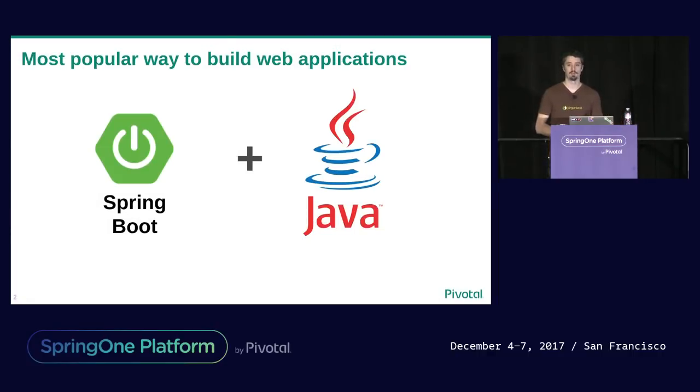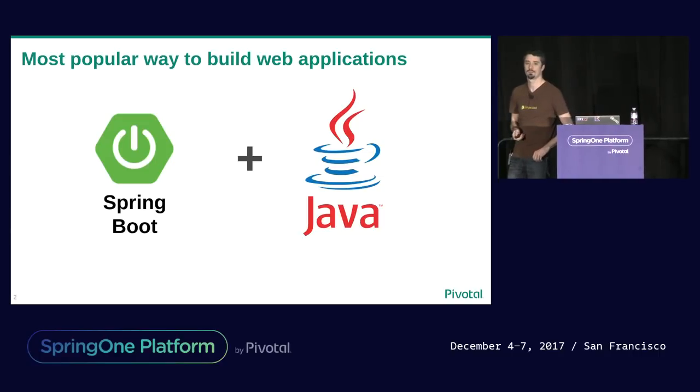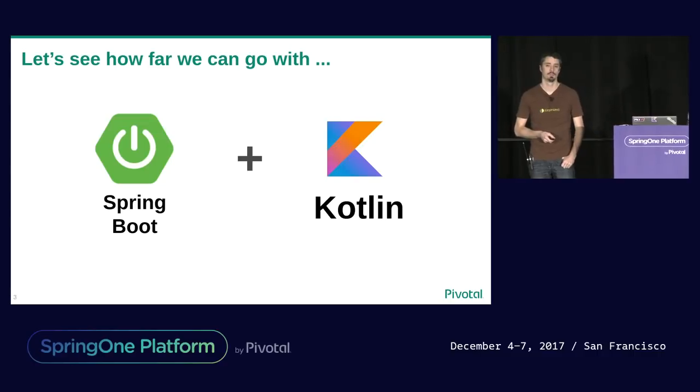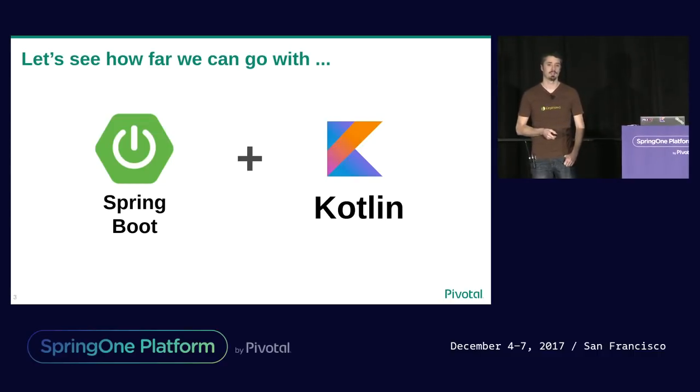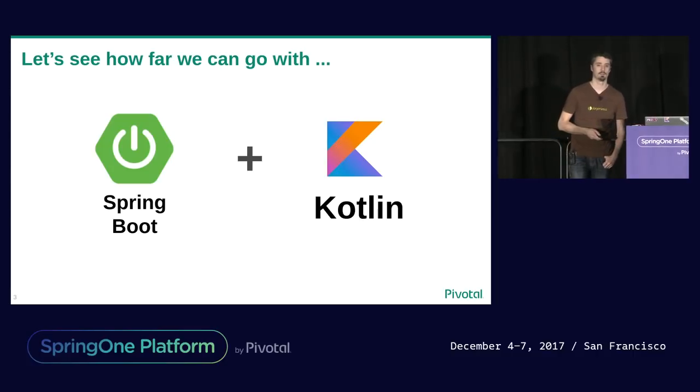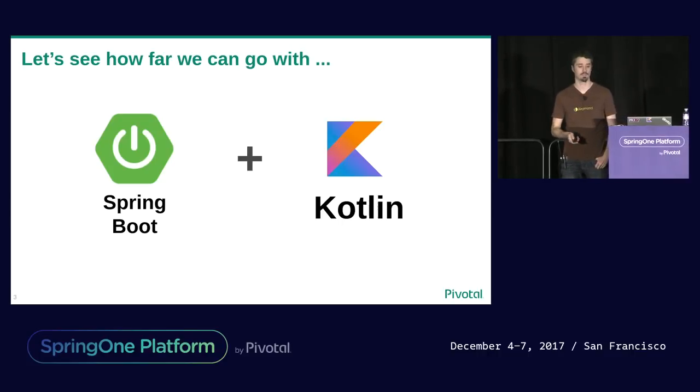Nowadays, the most popular way to build web applications is using Spring Boot and Java. And we are going to see how far we can go when using Kotlin instead of Java. We are going to do that in a progressive way, using multiple steps to transform our Spring Boot Java application to a Spring Boot plus Kotlin.